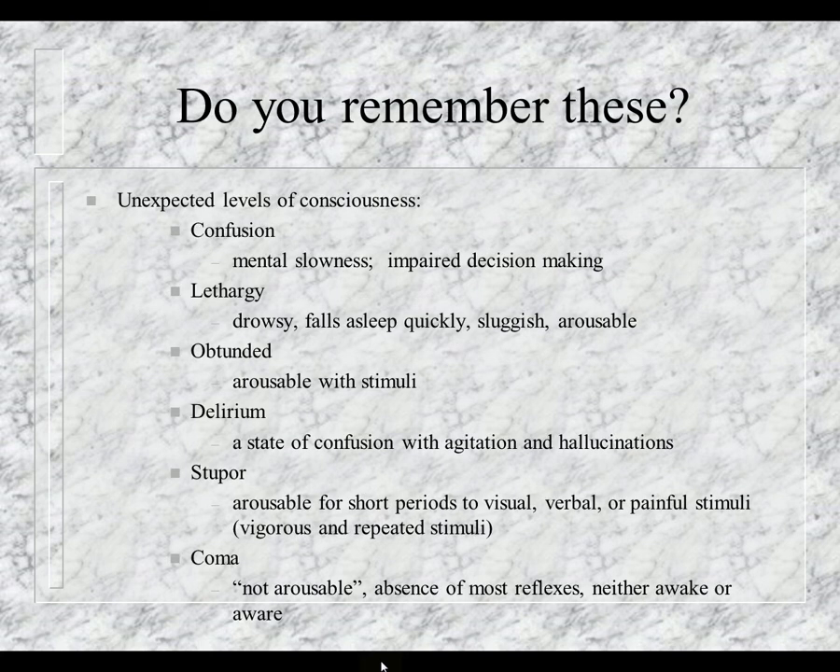All right, when we're also doing this, we need to remember the terminology that we can use for unexpected levels of consciousness. One of those is confusion. Mental slowness, impaired decision-making, check. Lethargy, drowsiness, falling asleep quickly, sluggish, but you are arousable. Obtunded. You are arousable, but only with stimuli. And we'll talk about some of the stimuli that you have to use. I have put in an article on neuro assessment that you will need to look at.